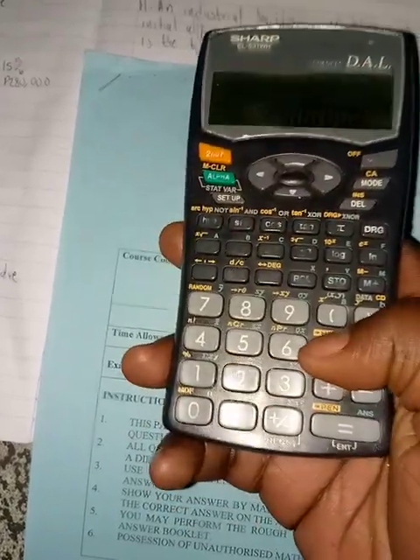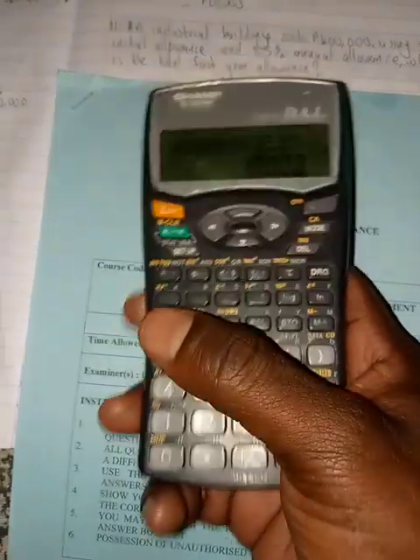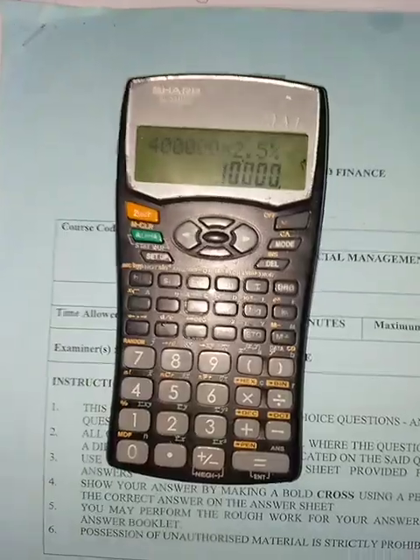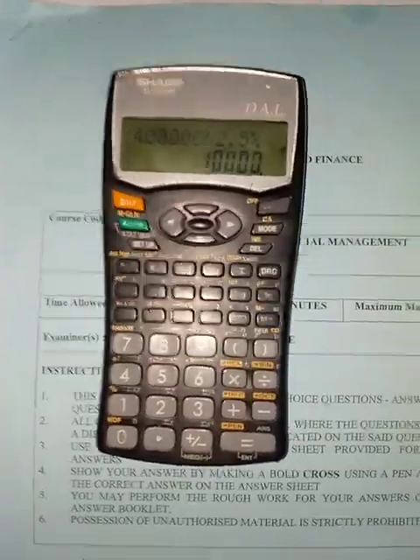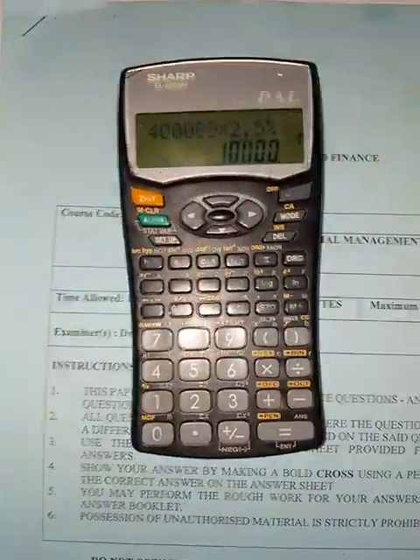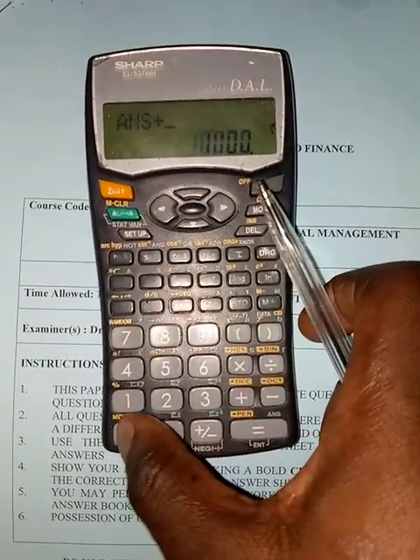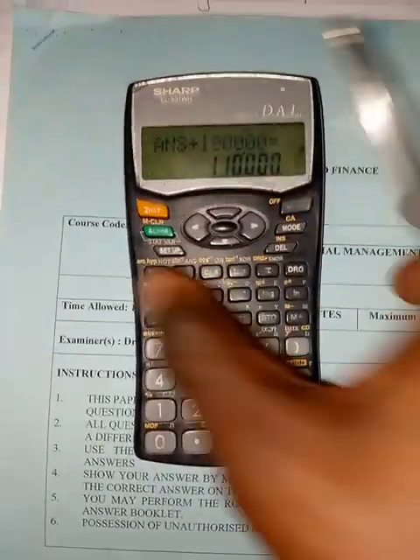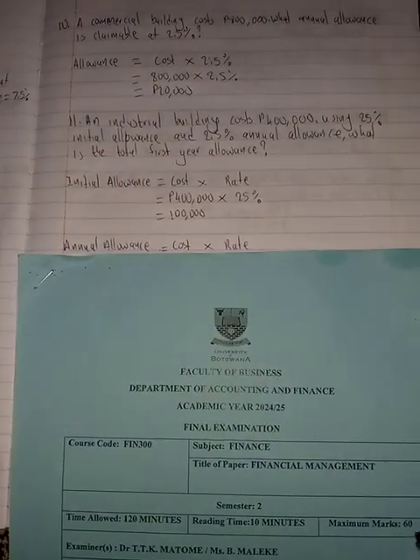400,000 times 2.5%. That's what? That's 10,000. So we have our initial allowance as 100,000 and we have our annual allowance as 10,000. We now want to determine the total allowance: 10,000 plus 100,000. That's 110,000. That's our total allowance.